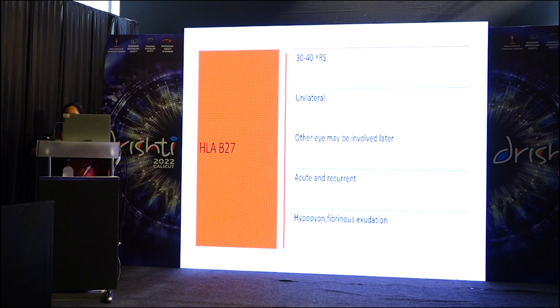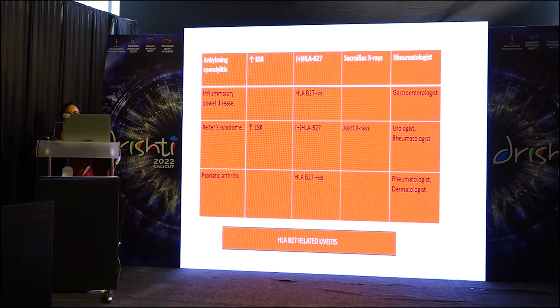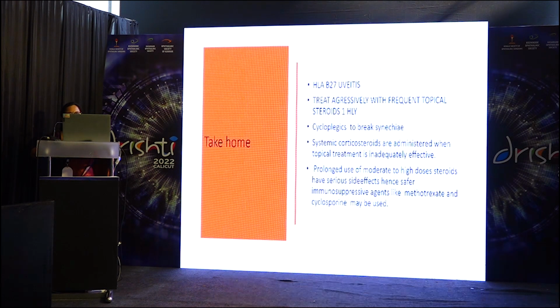This is mostly HLA-B27 related uveitis, usually seen in 30 to 40 years of age, unilateral. Other eye may be involved later, and they are associated with hypopyon and fibrinous exudation. These are some of the other causes of HLA-B27 related uveitis, and history taking is very important so as to make the diagnosis. Now, the take home is, how do we treat this HLA-B27 uveitis?